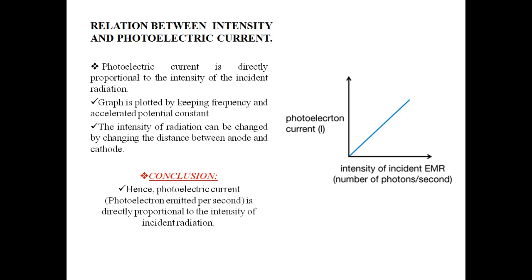The conclusion is that the photoelectric current is directly proportional to the intensity of incident radiation. It means that a higher number of photoelectrons are emitted and reach the other electrode due to the high intensity. As a result, the photoelectric current in the circuit increases.